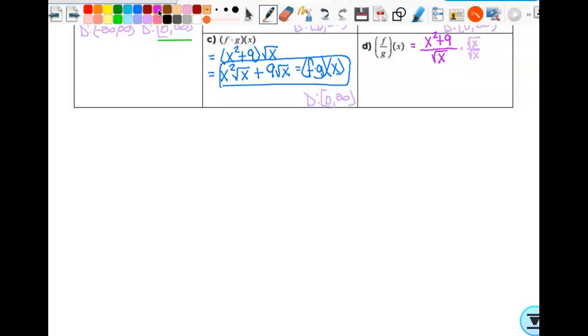And when I put this in here, I didn't put parentheses around it, but I should have because it matters, right? So when I multiply fractions, I just multiply straight across. It makes it super easy. So this just gives me the square root of x times x squared plus 9 over, well, actually, let's distribute. So you know how to distribute. This is going to give me x squared times the square root of x plus 9 times the square root of x, which is the same thing we had here. And in the denominator, I just get x. And that is f over g of x.